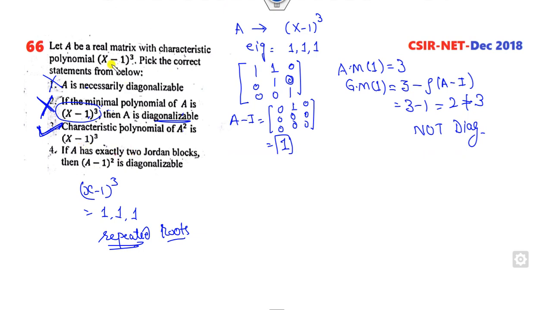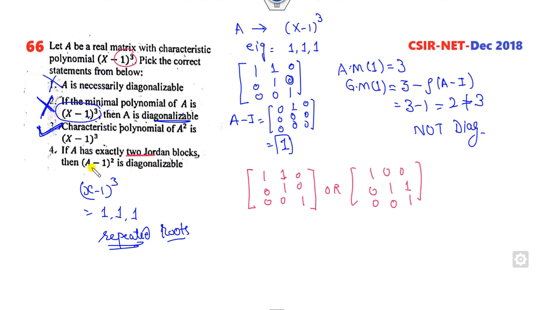A has eigenvalues 1, 1, 1. So the Jordan block has diagonal entries 1. So this is my Jordan block. I can write a 1 cross 1 block and the rest here, or I can write 1 as a block here. So these are my 2 Jordan blocks. So this option is satisfied.